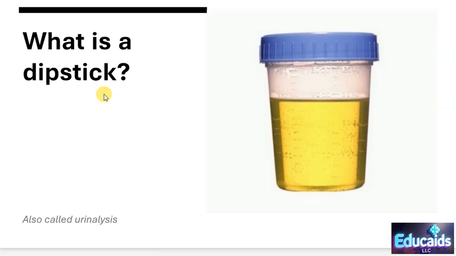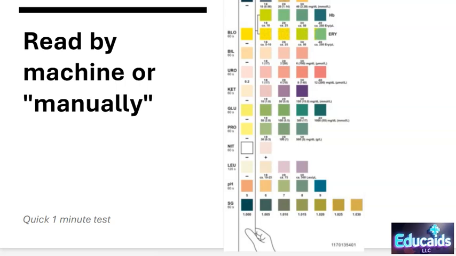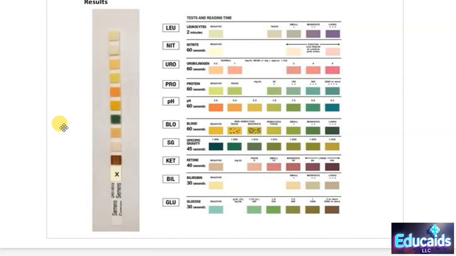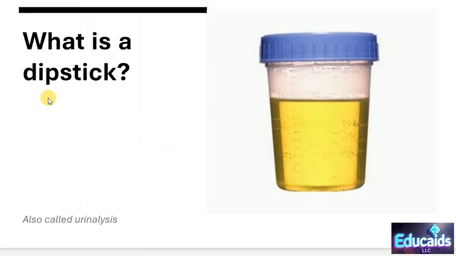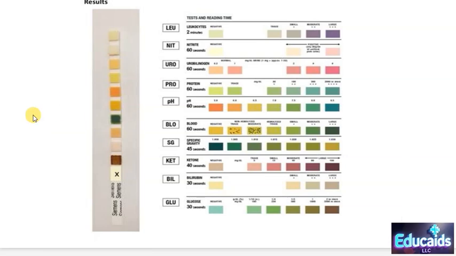So what is a dipstick? Sometimes we call it a dipstick, sometimes we call it a urinalysis. These terms are often used interchangeably. So we get our patient's urine sample, and then this test can either be read by machine or read manually. It is a cheap and easy, quick 1-minute test that tests for quite a variety of things. We'll come down here. So this would be a test strip. I would take this strip, I would place it in my urine sample, and then I would blot it on a paper towel so that it's not soaking wet. And then I would wait 1 minute, and then I would read it.